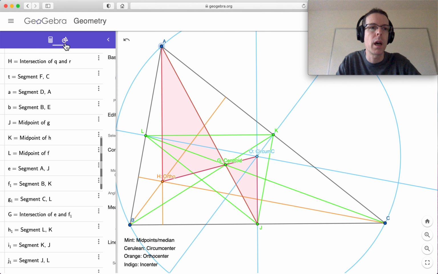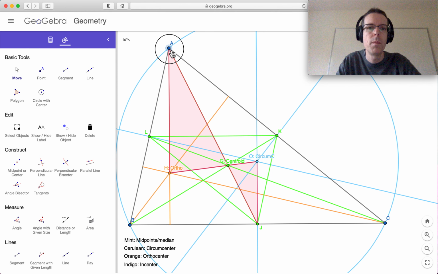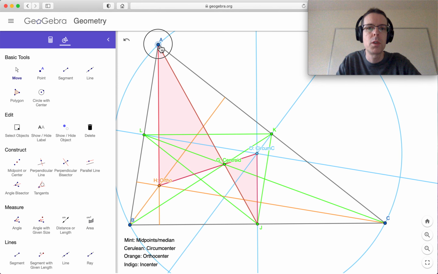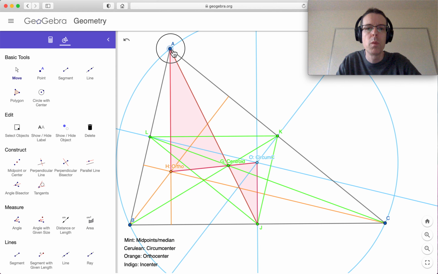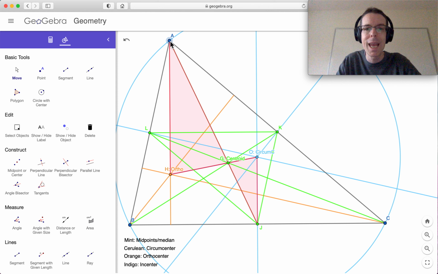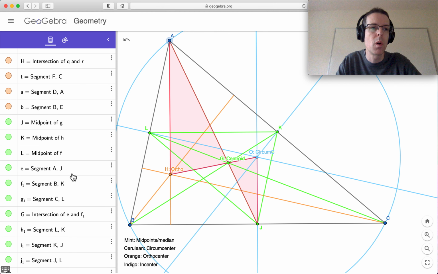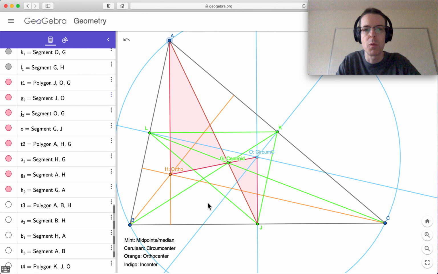And even as I adjust the shape of ABC, these two red triangles appear to remain similar. And so there seems to be some hope of proving that they are similar.